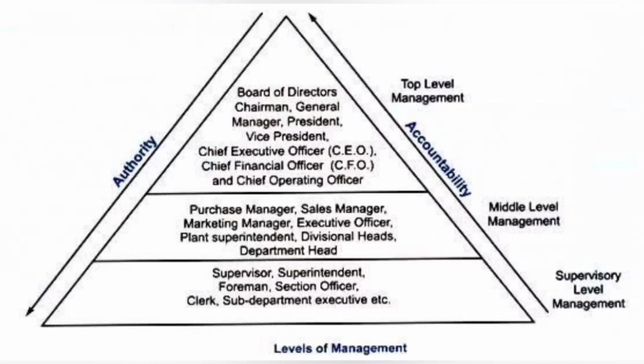After that, middle level management: purchase manager, sales manager, exchange officer, marketing manager, they come under the middle level management. Supervisory level of management is where the supervisor, superintendent, foreman, section officer, clerk, sub department executive, etc. come. So these are all the levels of management. What goes from up to down is authority, and down to up is accountability.